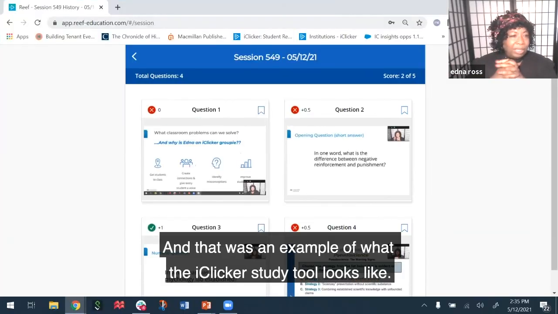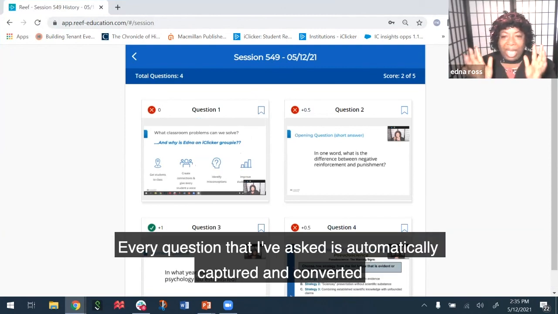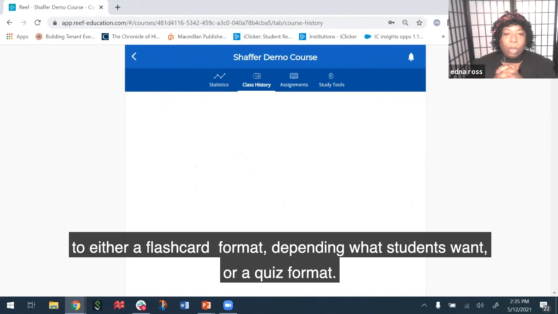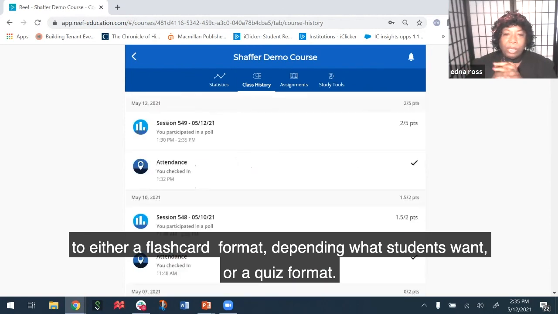And that was an example of what the iClicker study tool looks like. Every question that I've asked is automatically captured and converted to either a flashcard format, depending what students want, or a quiz format.